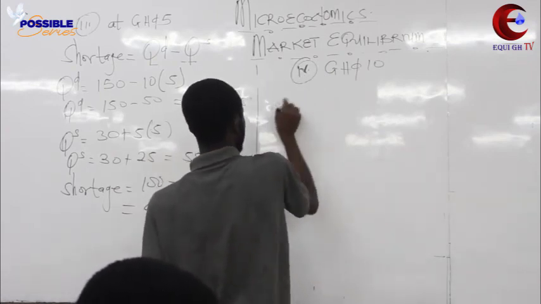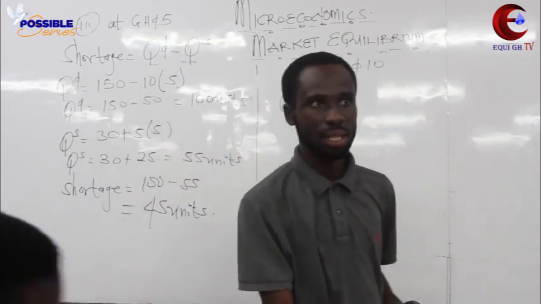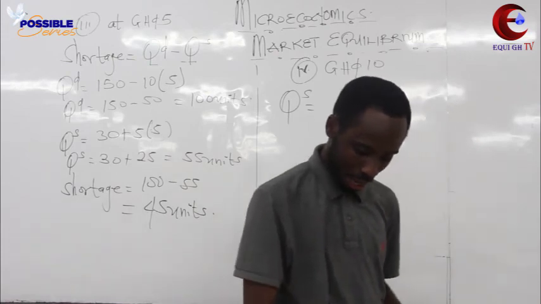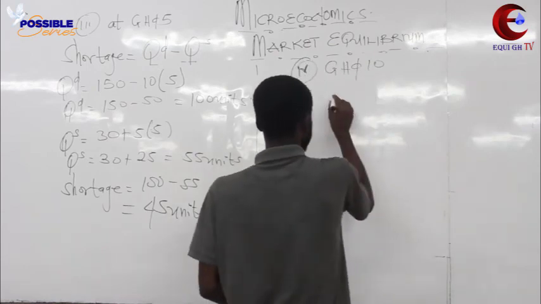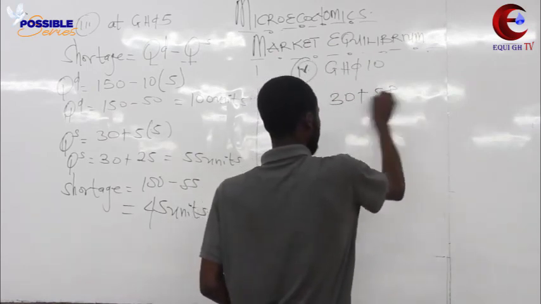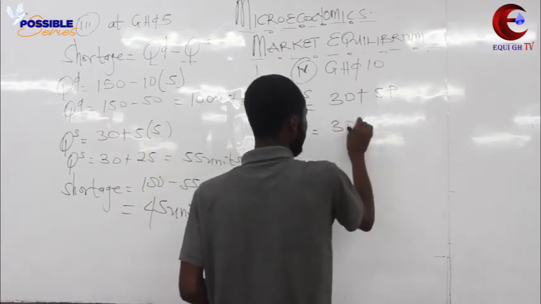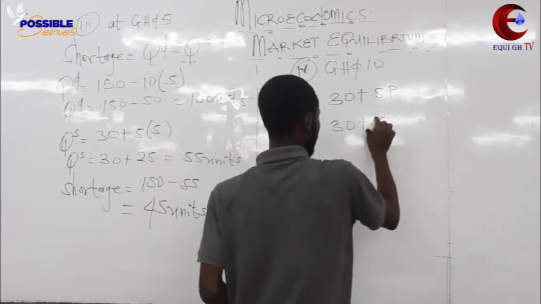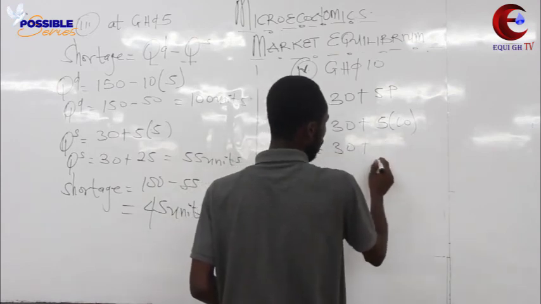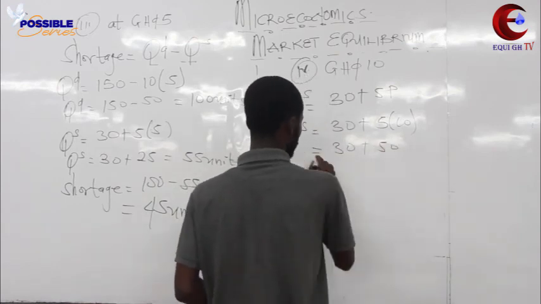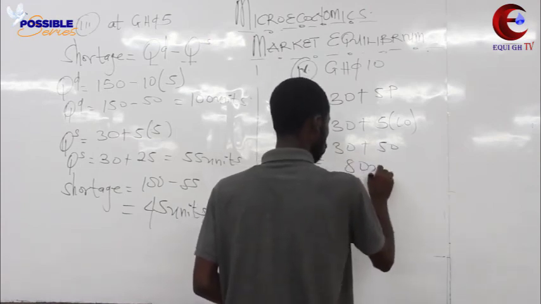So we are going to get quantity supply. The quantity supply function is equal to 30 plus 5p. So for quantity supply, we are going to get 30 plus 5, and the p is 10. So we are going to get 30 plus 5 times 10, which gives us 50. So when you put them together, you are going to get 80 units.